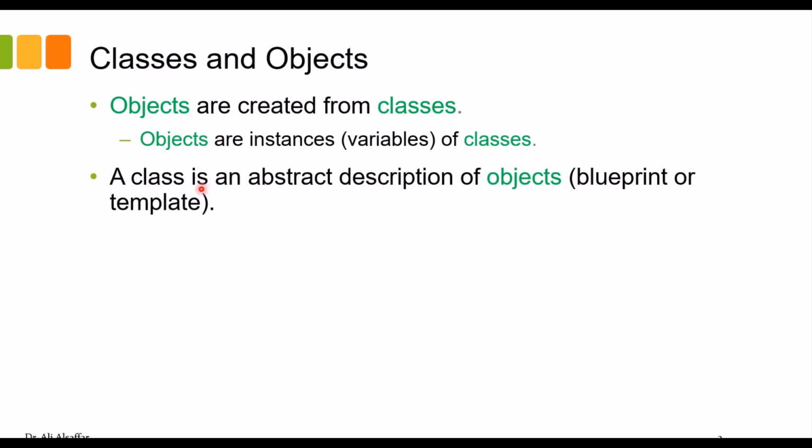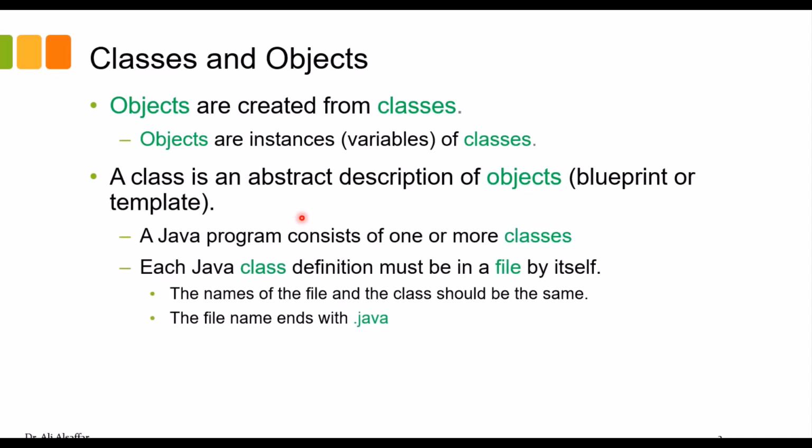So what is a class? A class is an abstract description. When we say abstract description, it means it does not represent real data. It's like the map of the house. The map of the house does not represent a real house. It represents a sketch only of the house. So the class is an abstract description of the object. It's like a blueprint or template of the data.